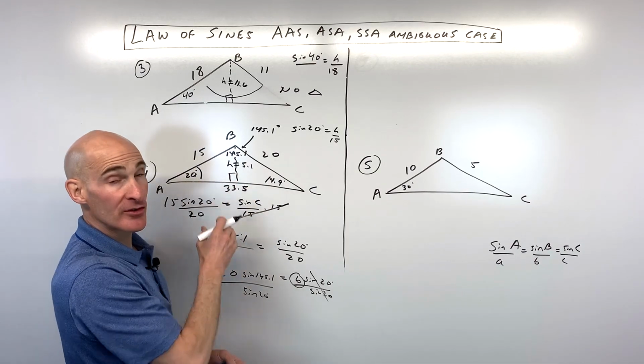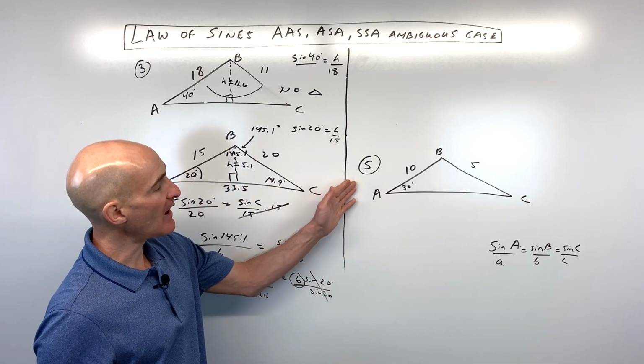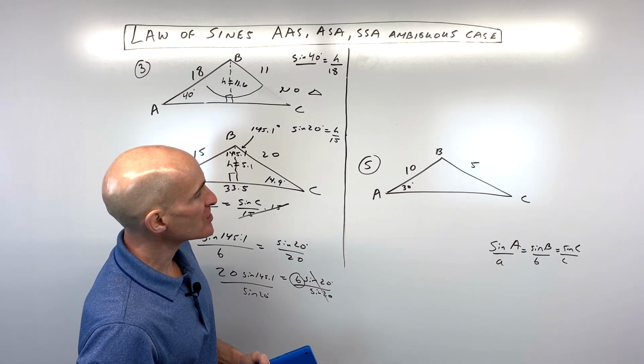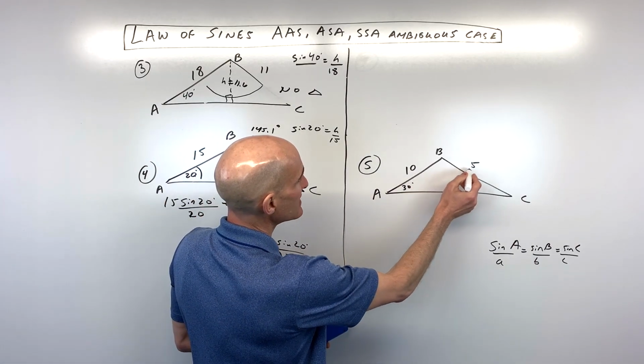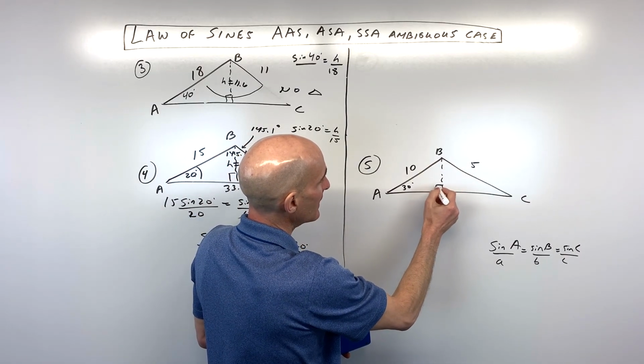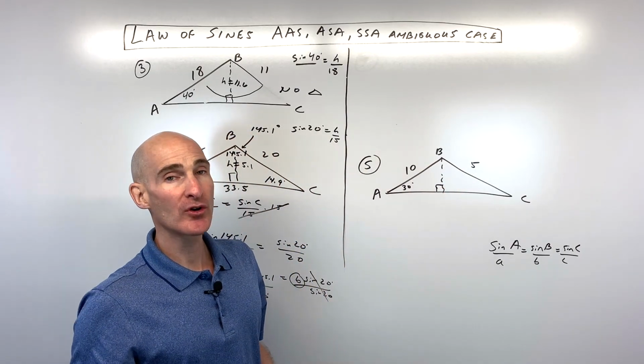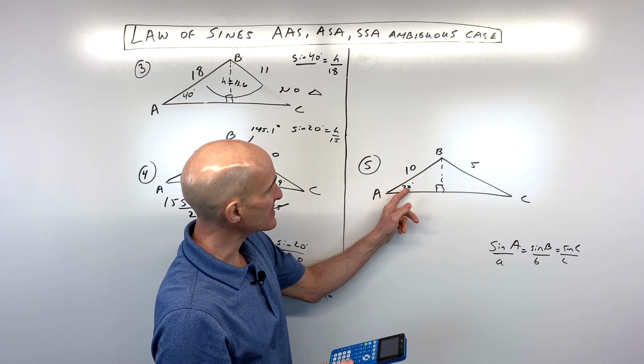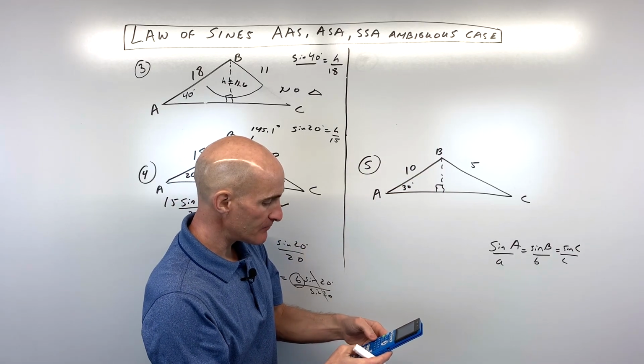And that's it. You found all the sides, all the angles. Now for number 5, this one's interesting because, again, we have side-side-angle, that ambiguous case. We want to drop that altitude and analyze whether there's one triangle, two triangles, or no triangle possible. So we've got sine of 30 equals h over 10.